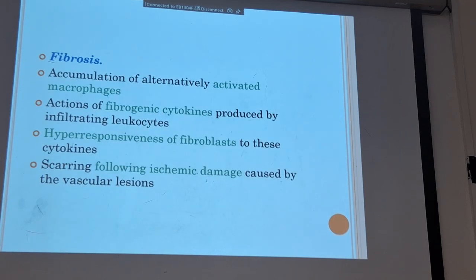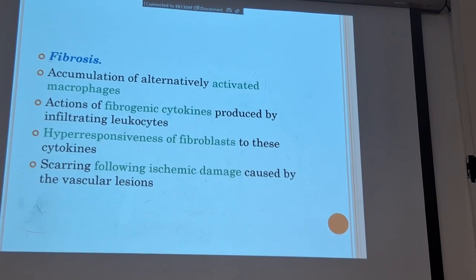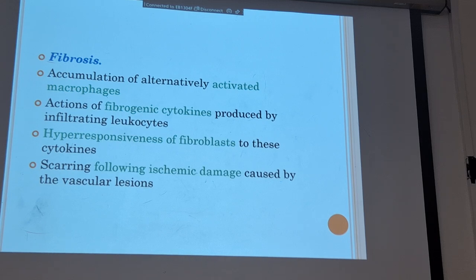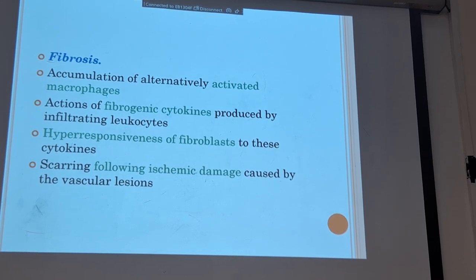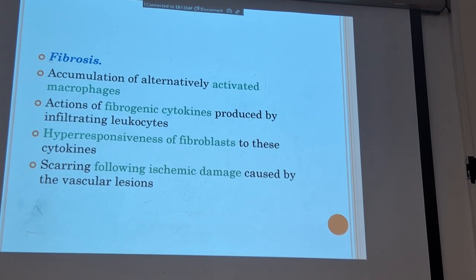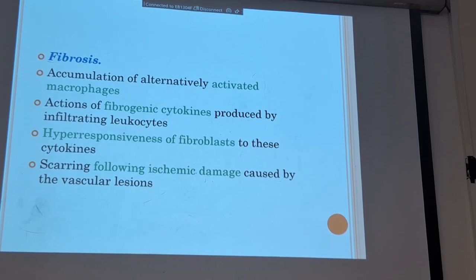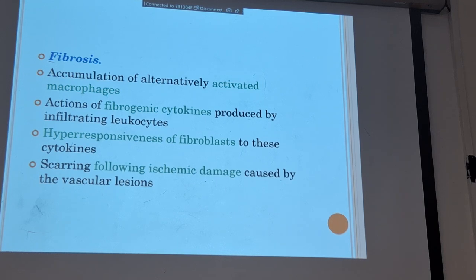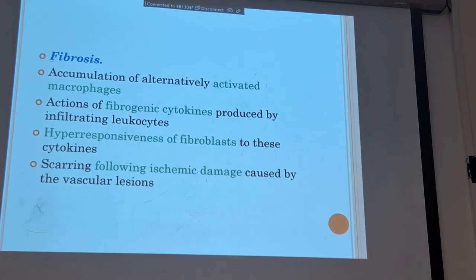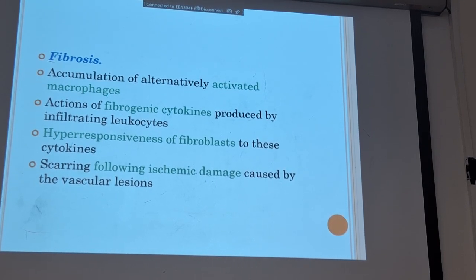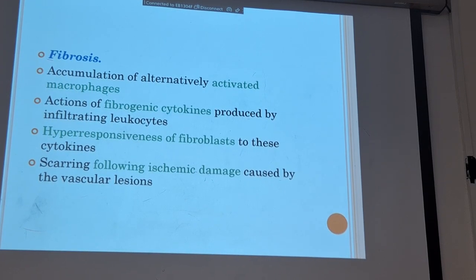And we also have fibrosis, not only because of fibrogenic cytokines, but also because we have hyperresponsiveness of fibroblasts to those cytokines. And also because we have vasculopathy and ischemia, and following ischemia, we always have fibrosis. So we have cytokines, we have hyperresponsiveness of fibroblasts to those cytokines, and we have ischemia, which leads to fibrosis.